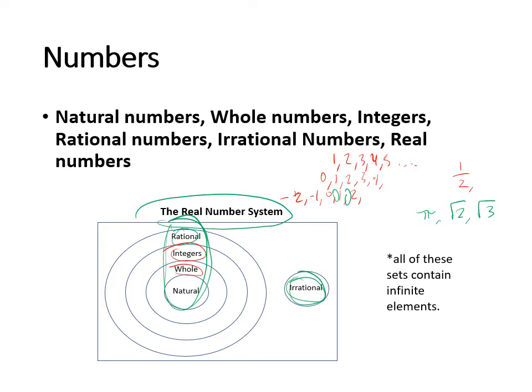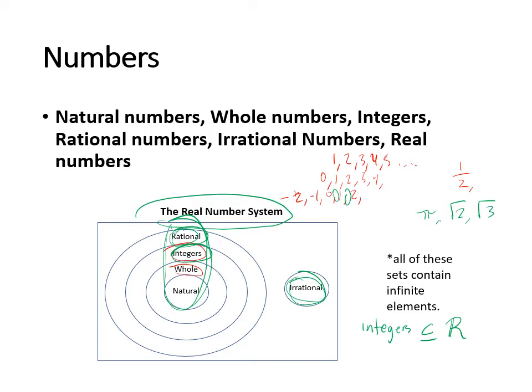It's useful for us to be able to describe some of these sets as subsets of another set. For example, integers are a subset of, and that's the symbol for subset of, the real number system. We can also say that integers are a subset of the rational numbers. Natural numbers are a subset of the whole numbers. Whole numbers are not a subset of the natural numbers, so we have to say which set consumes the other set.